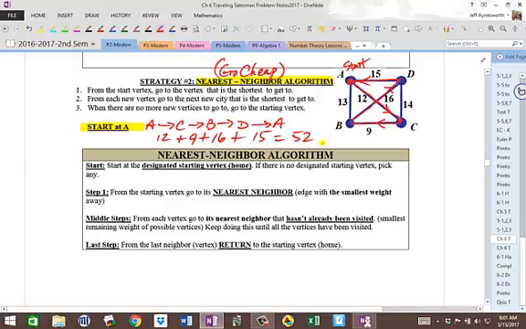So if these are distances, it makes sense, the name nearest neighbor: go to the closest neighbor. If there are costs associated, like if it costs $9 to go from C to B, then go cheap makes sense, right? So it has different names depending on the problem that you're solving. But it's a simple one.